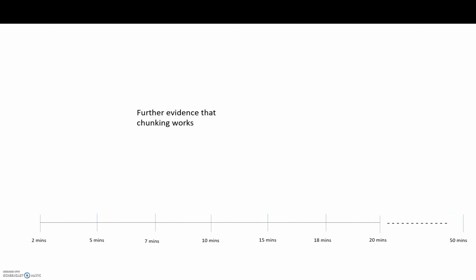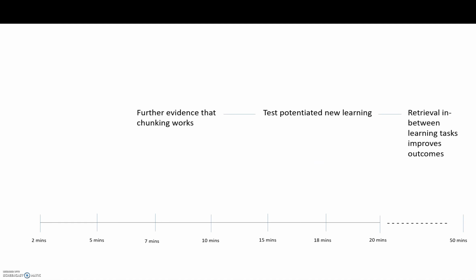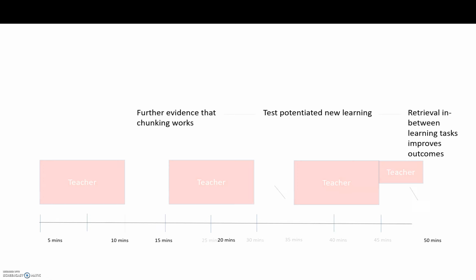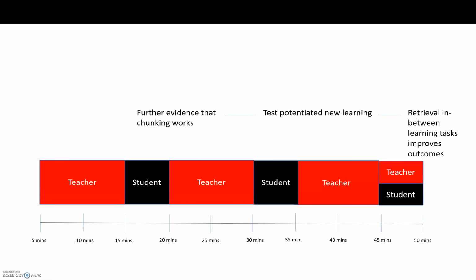Further evidence that chunking works is Chan and Meissner's work on test-potentiated new learning. In this research, they argue that retrieval in between learning tasks improves learning outcomes. In application, this means that when we design a series of teaching moments, interleaving them with student active moments is likely to improve the processing of each teacher chunk.